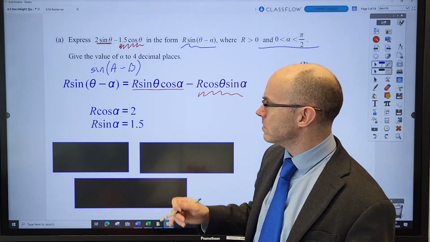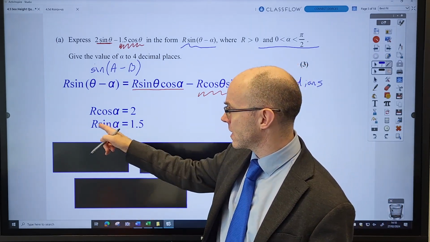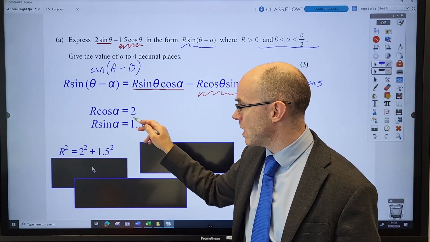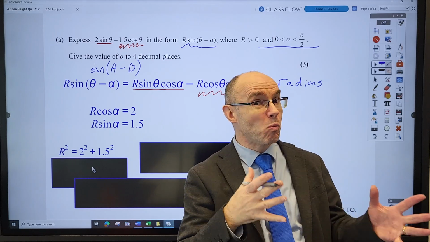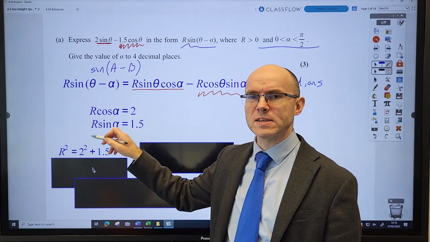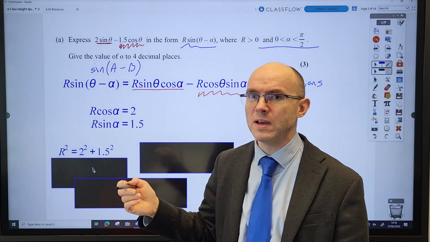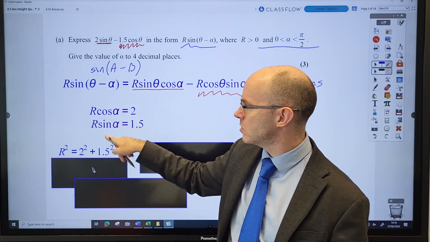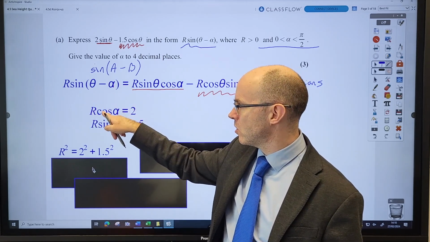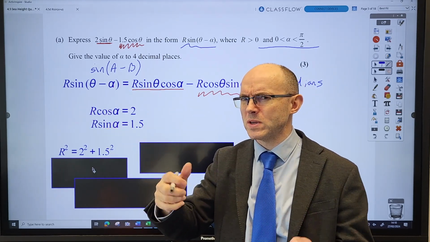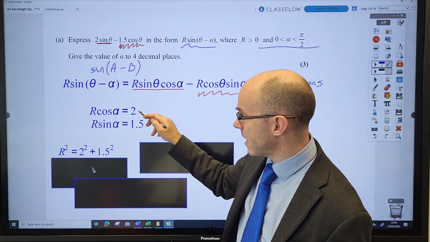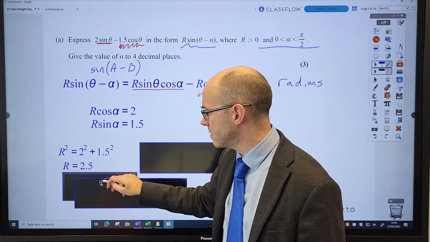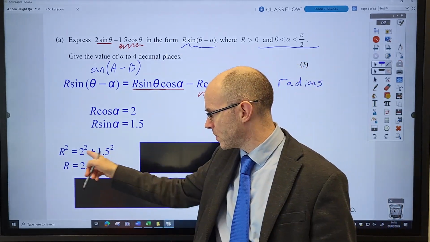Now, a bit of Pythagoras' theorem is needed to work out the value of r, so you can just do r squared is equal to 2 squared plus 1.5 squared. Let's take a moment to think about why that is, because if you recall the identity, sine squared theta plus cos squared theta is equal to 1. So if you square those and add them together, you'll get r squared multiplied by cos squared alpha plus sine squared alpha, if you take r squared as a factor. And that would be just the same as r squared, which is 2 squared plus 1.5 squared. So you can work out what that is, and r turns out to be 2.5.